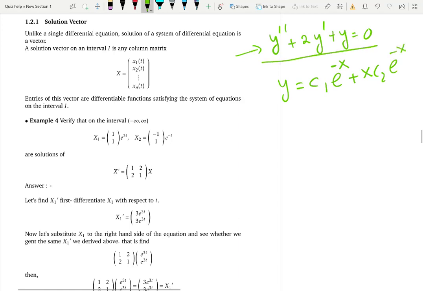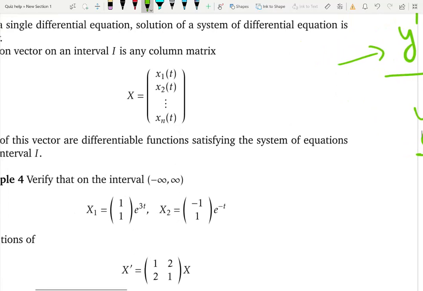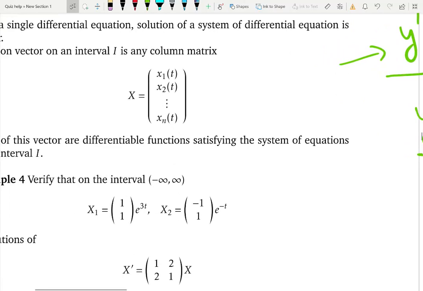Okay, so y is the dependent variable, x was the independent variable, and we wrote our solution as a single function. But now in a system of differential equations, you have several dependent variables, right? And we represent all these dependent variables in a vector, x1, x2, xn. Now you're solving for the dependent variables, right? At the end of the day, you want to solve the differential equation and find what y is equal to.